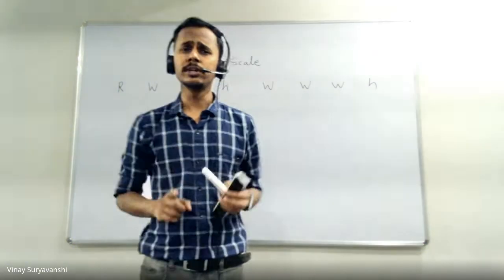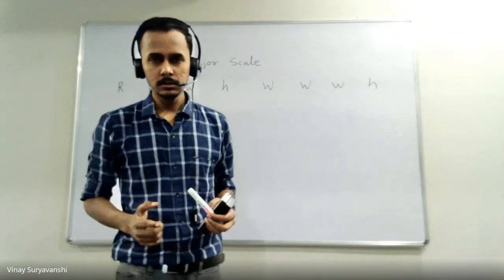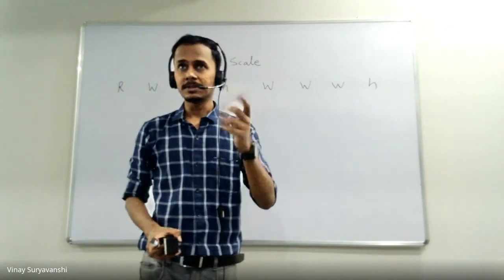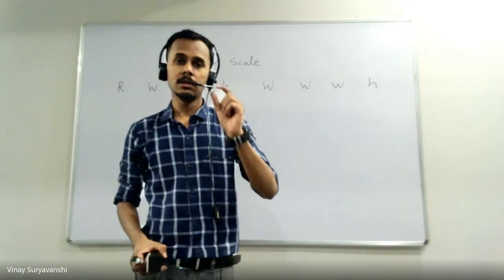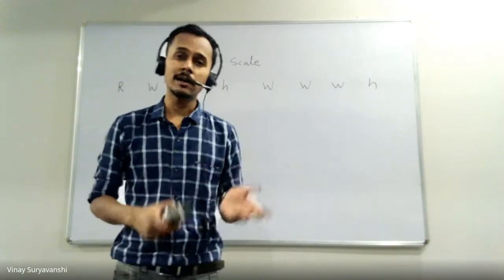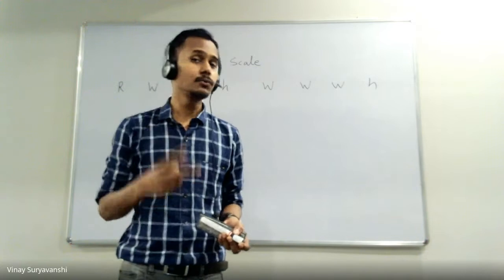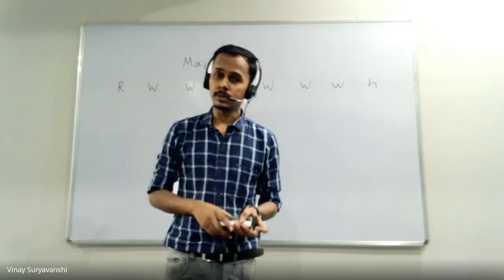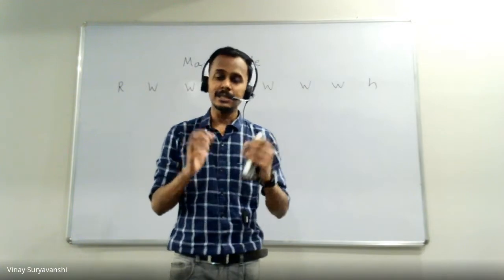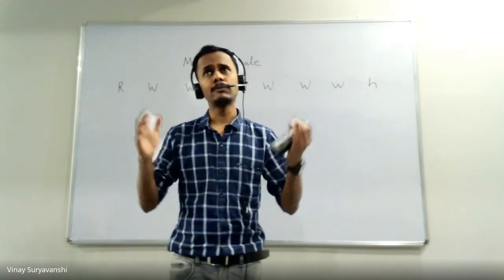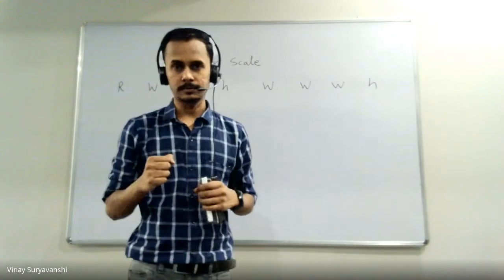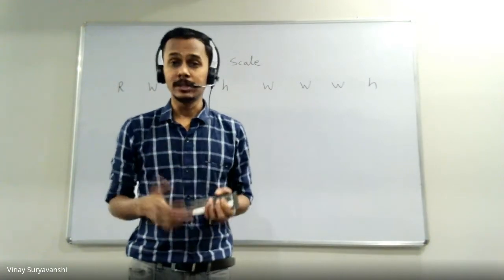Now, I have already told you, in guitar, what is a half step? A half step is equal to one fret. It means one fret distance is called a half step, and two fret distance is called a whole step. All right. So again, back to our definition: a scale is a collection of notes. So we have a total of 12 notes, and we need to collect some notes. All right. But how many notes?